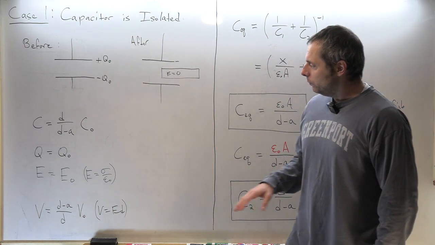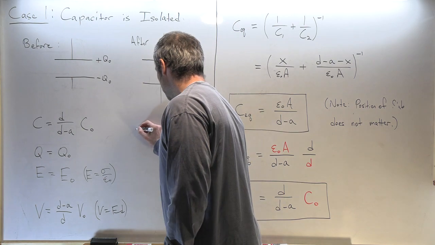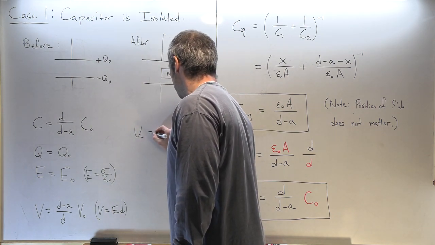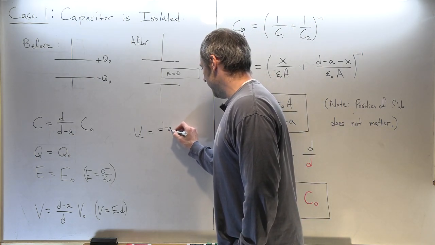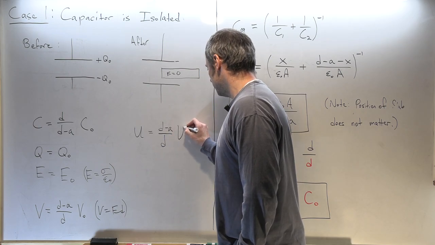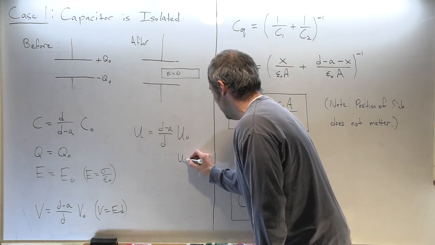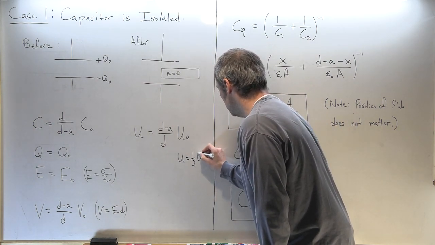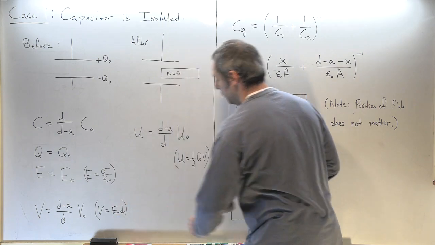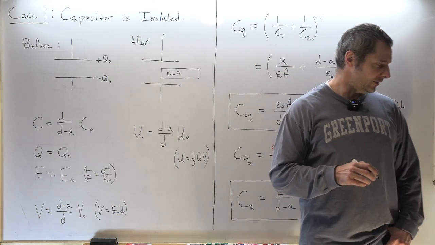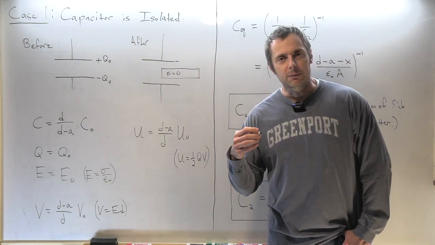Now, since the charge is the same and the voltage went down, we can conclude that the energy in the capacitor is now also smaller, by that D minus A over D factor. How do I know that? Well, remember this formula: the energy in a capacitor is 1/2 QV. With the same charge but less voltage, I have less energy in the capacitor. And now the question is, where did this energy go? Energy can't be created or destroyed.